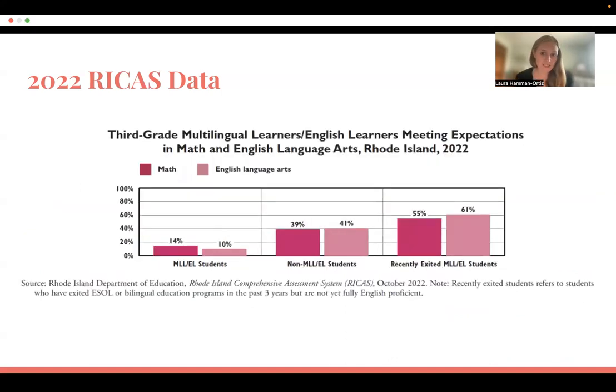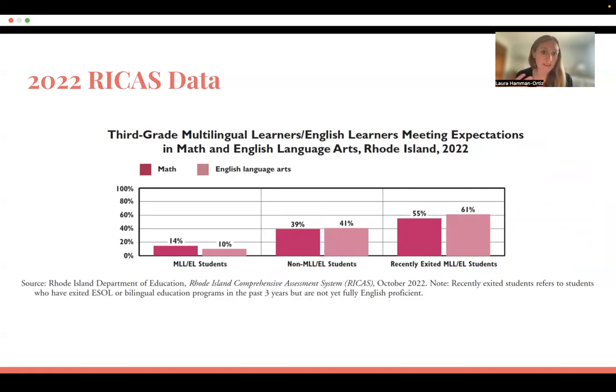So a more expansive way to think about this data is to also include recently exited students. Based on federal law, thanks to the Every Student Succeeds Act, or ESSA, that was passed in the Obama administration, we also need to track students who no longer are MLLs, but were, at least for 2 years. And so here you can see when we look across this data, students identified as MLLs, non-MLLs, and recently exited. In third grade, the recently exited students are actually outperforming non-MLLs, which is really interesting data, and shows that this group is actually performing really well.